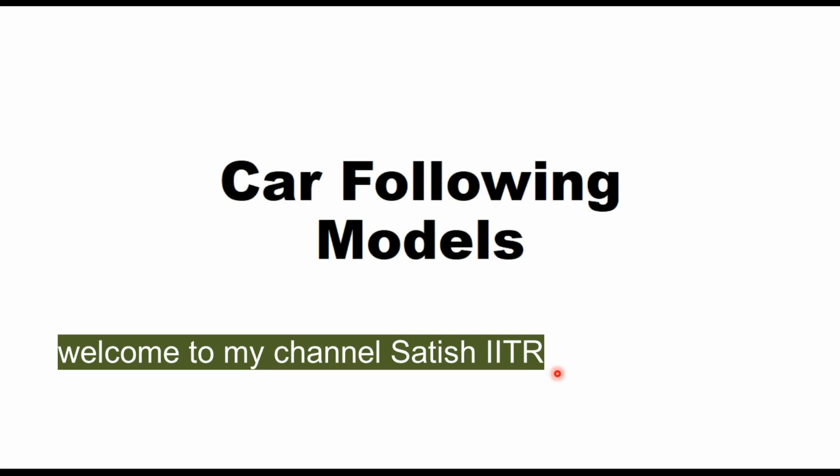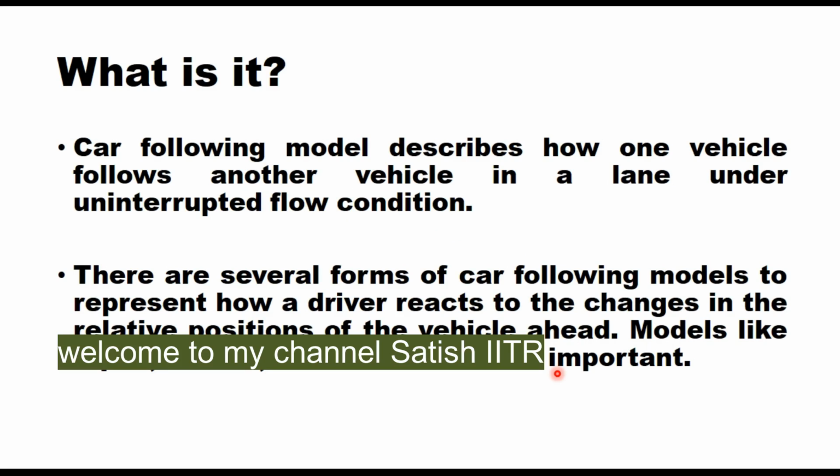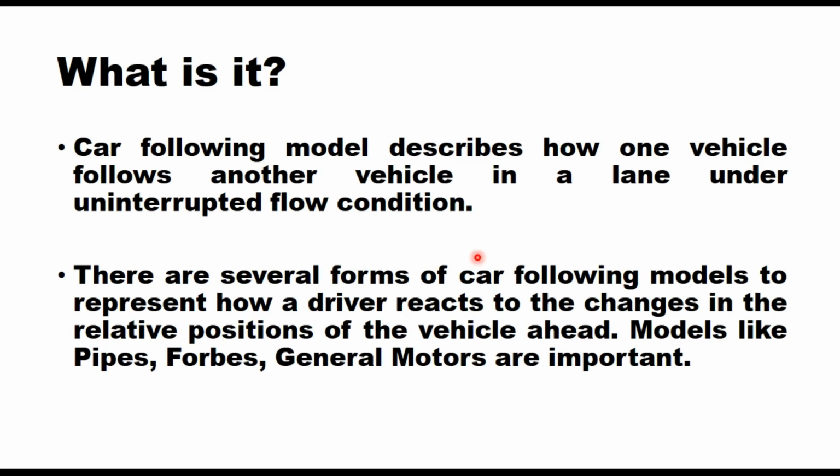Hello friends, today in this session we will discuss car following models. This car following model describes how one vehicle follows another vehicle in a lane under uninterrupted flow condition. And there are several forms of car following models to represent how a driver reacts to the changes in the relative position of the vehicle ahead. Models like Pipes model, Forbes model, General Motors model are very important and generally used.